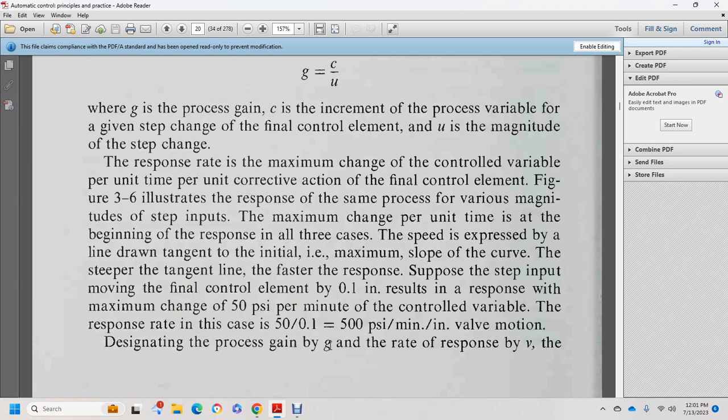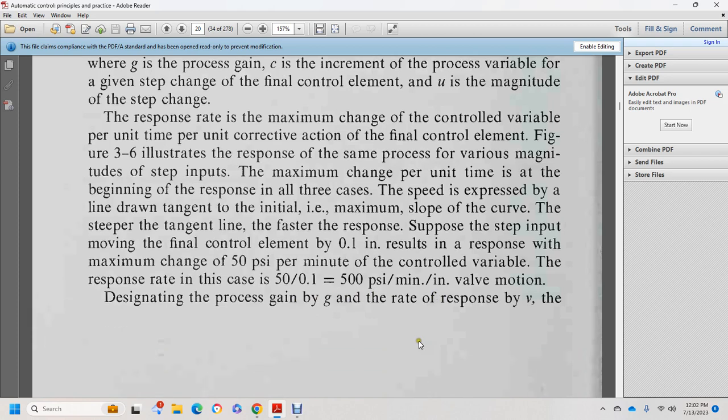Figure 3.6 illustrates the response with the change in the variable magnitude for a step of the input, with the maximum change per unit of time at the beginning of the response. The speed is expressed with a line drawn tangent to the initial maximum slope of the curve. The steeper the tangent line, the faster the response. Some of the step line moving the final control element by 0.1 results in a response with a maximum change of 50 psi per minute. The response rate is the change of 50 over 0.1, which is equal to 50 psi a minute per inch of valve motion, designating the process gain and the rate of response by V.